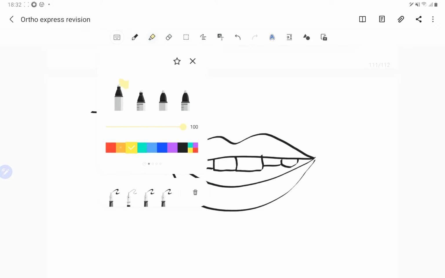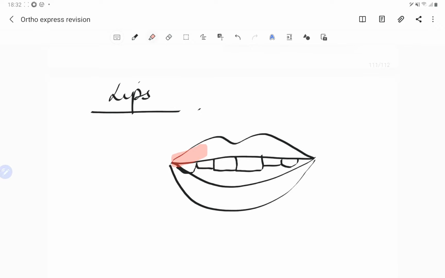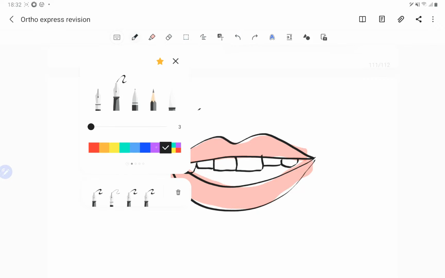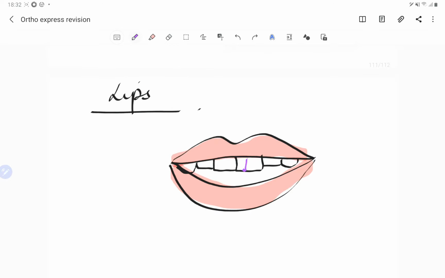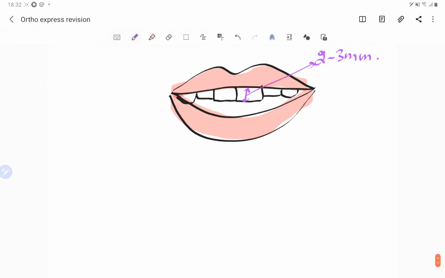So guys, this is our upper lip, this fellow is the lower lip, and if we see the incisor visibility, it is usually 2 to 3 millimeters. Now like that we have got 3 types of lips.